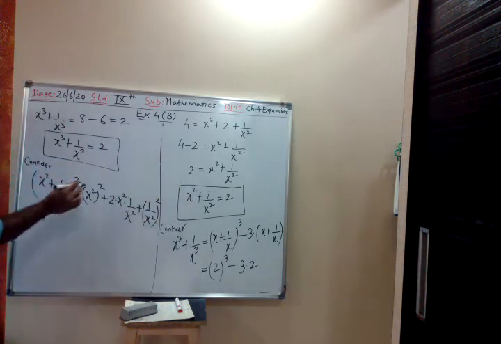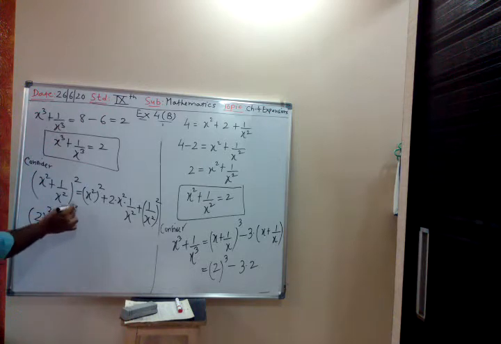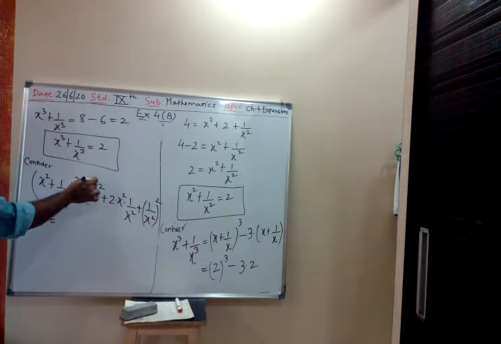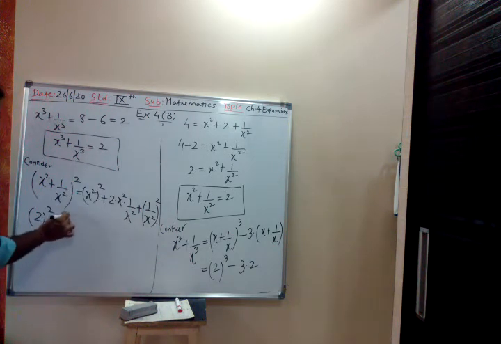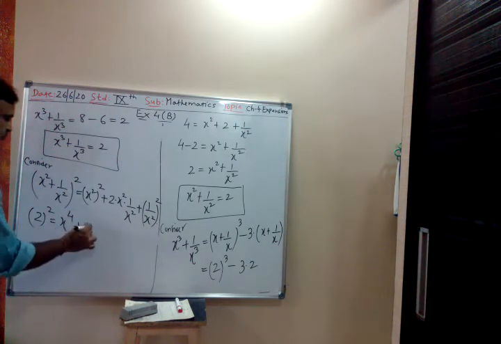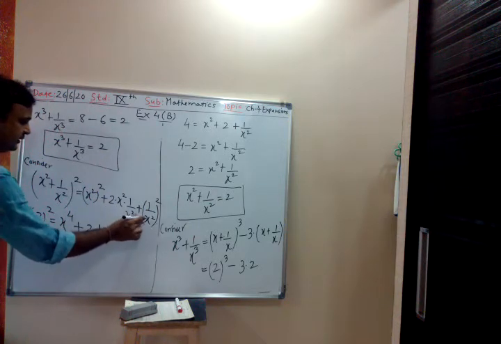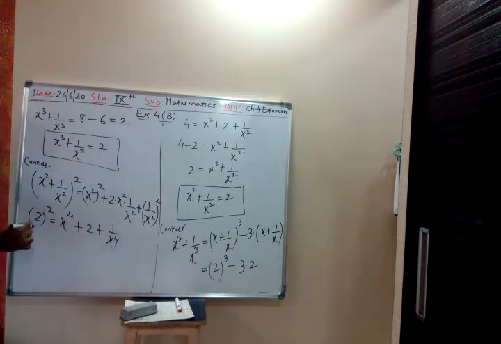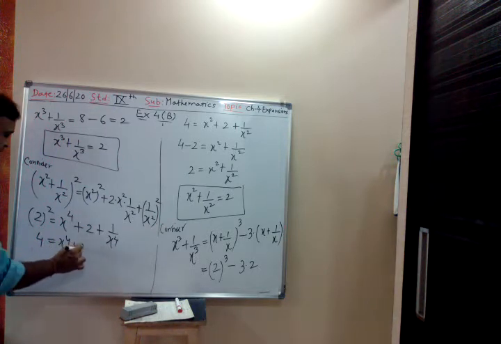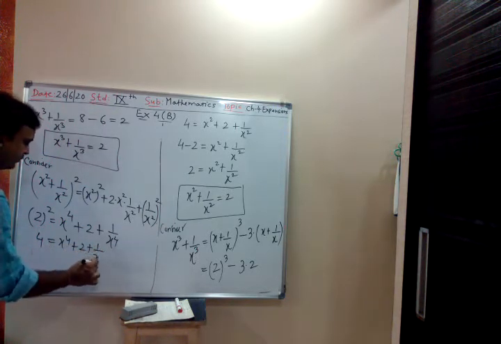X square plus 1 upon x square, this value is 2. So this is 2 square is equal to x raised to 2 raised to 2. Power raised to power, you have to multiply the power. So 2 and 2 will get multiplied. X raised to 4 plus 2, x square gets cancelled, plus 1 upon x raised to 2 raised to 2, x raised to 4. Now 2 square is 4. So 4 is equal to x raised to 4 plus 2 plus 1 upon x raised to 4.